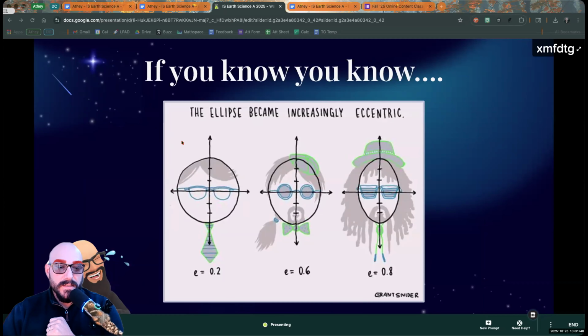So if we look at a face, right, this one on the left would have an eccentricity of 0.2, right? The one in the middle would have an eccentricity of 0.6, and the one on the right would have an eccentricity of 0.8, right? So that face gets more elliptical and that ratio gets closer to 1.